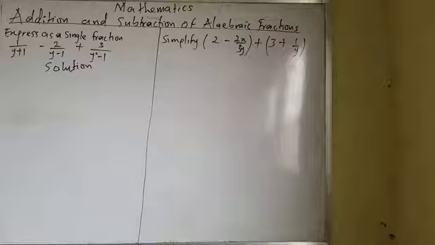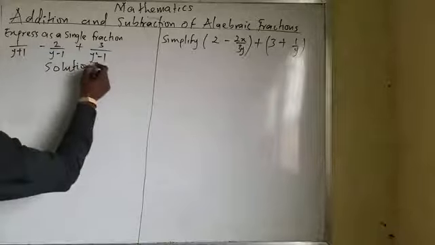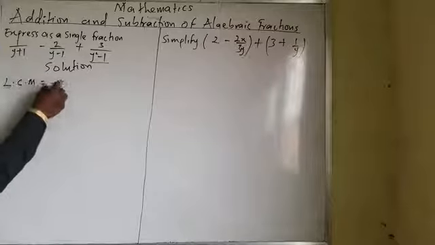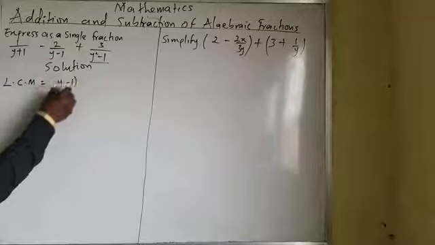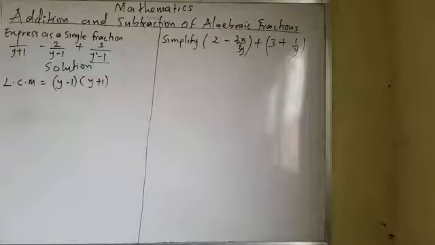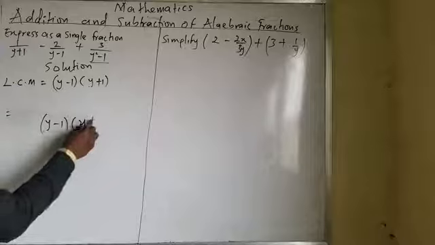The first thing I need to do here is that this is y minus 1, y plus 1, y minus 1, y squared minus 1. Don't forget that this is a difference of 2 squares. Note that. It means I can write this as my LCM will be equal to y minus 1, y plus 1. That is my LCM.